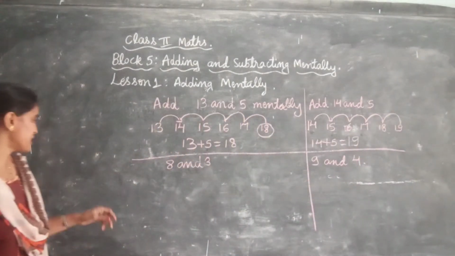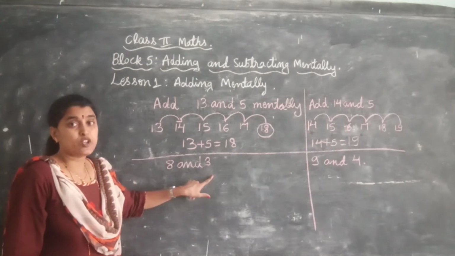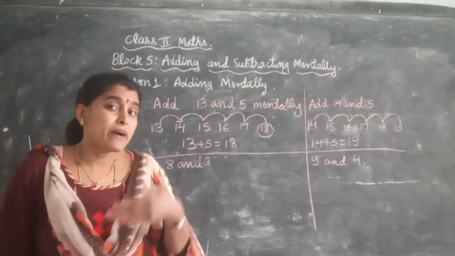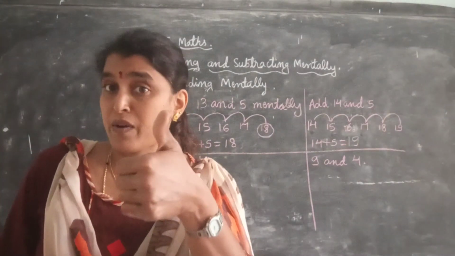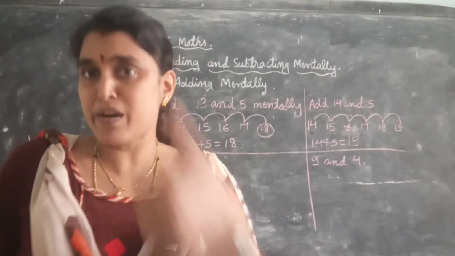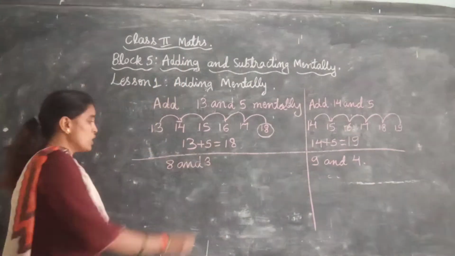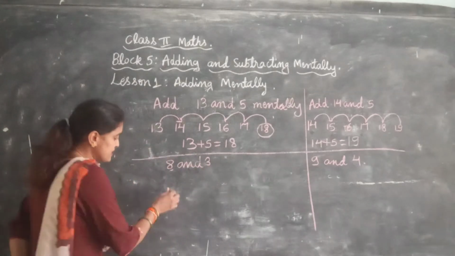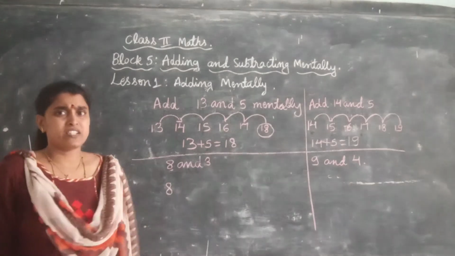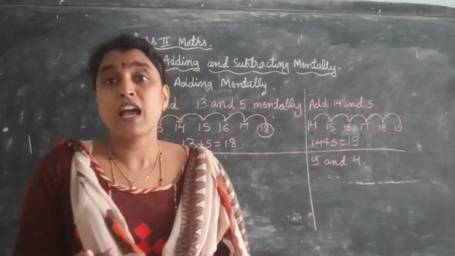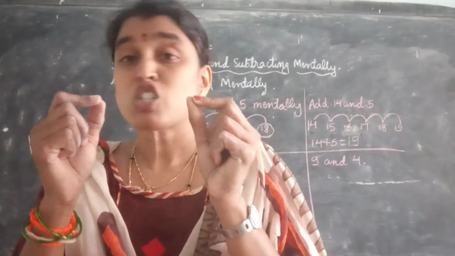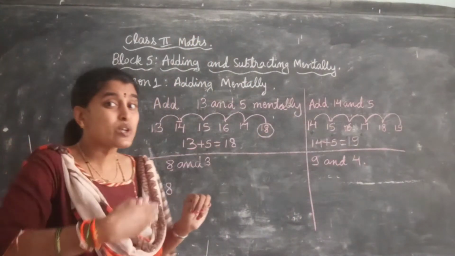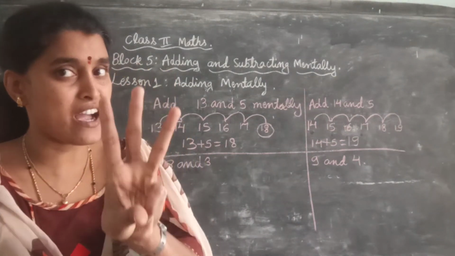See the next question, children. 8 and 3. You have to add the numbers 8 and 3 mentally by counting forward. Our step number 1 is start from the bigger number. Which is the bigger number here? We all know that among 8 and 3, 8 is the bigger number. Our second step is count forward as many times as the smaller number. The smaller number is 3. So we need to count by 1 three times.